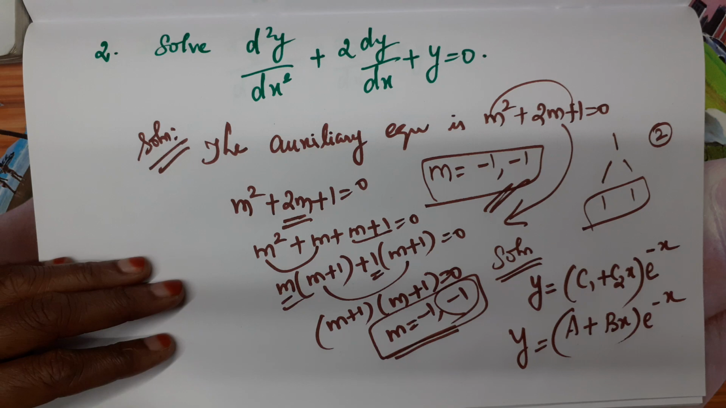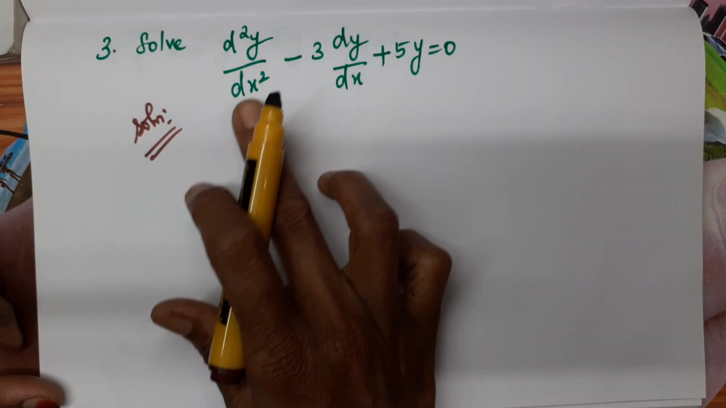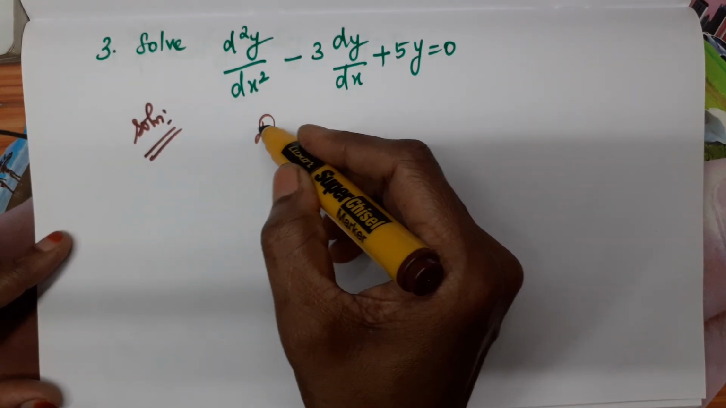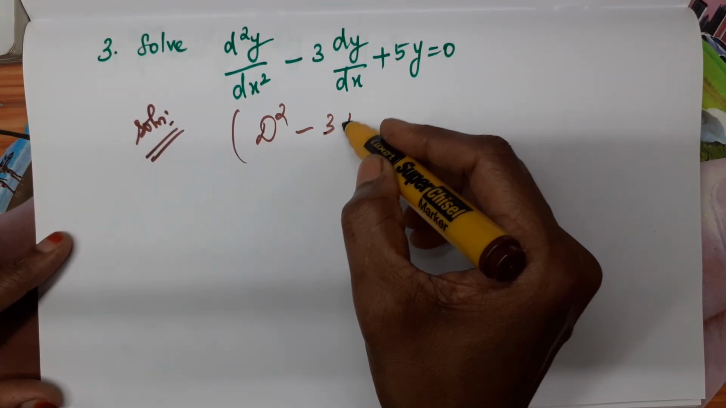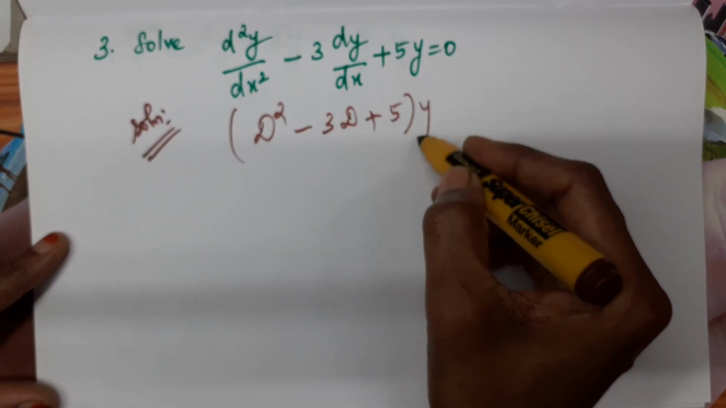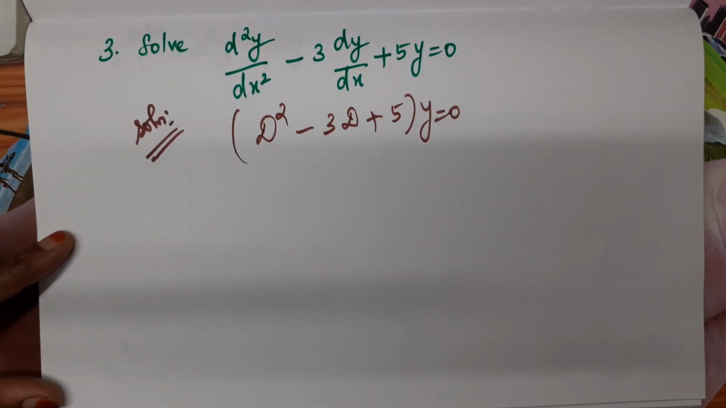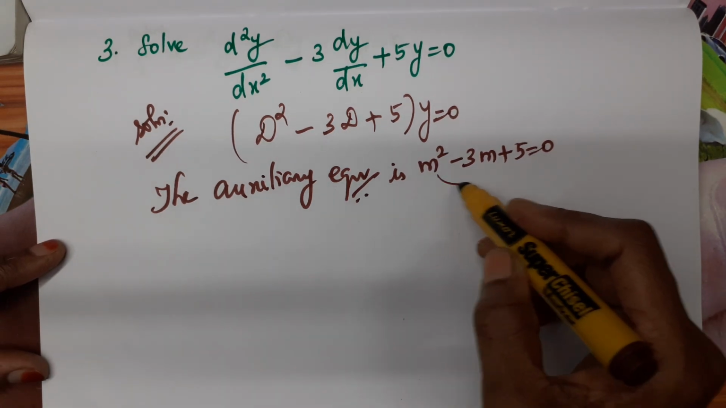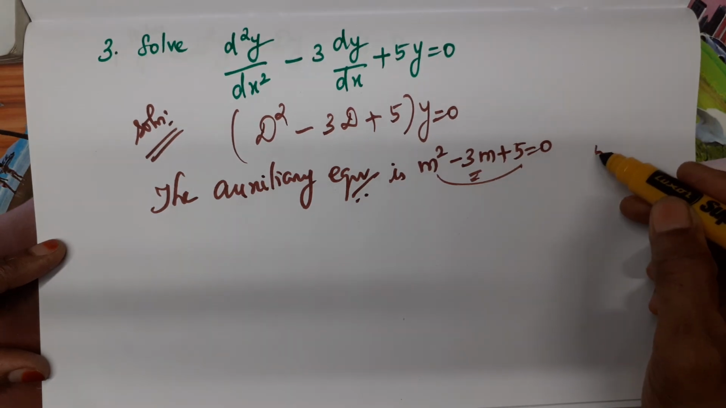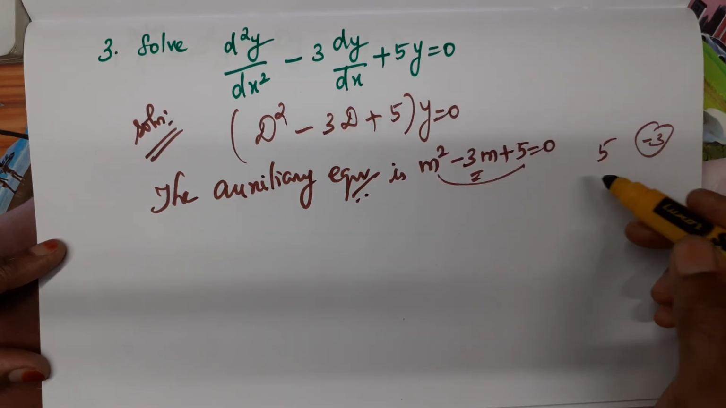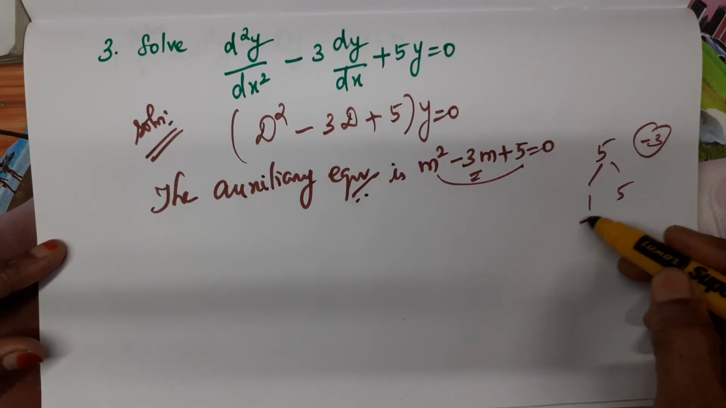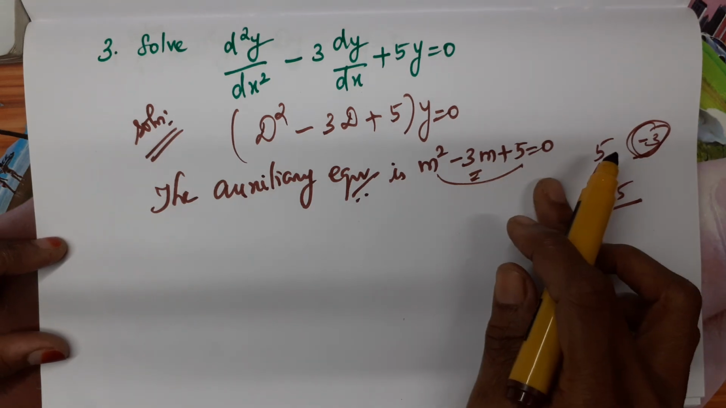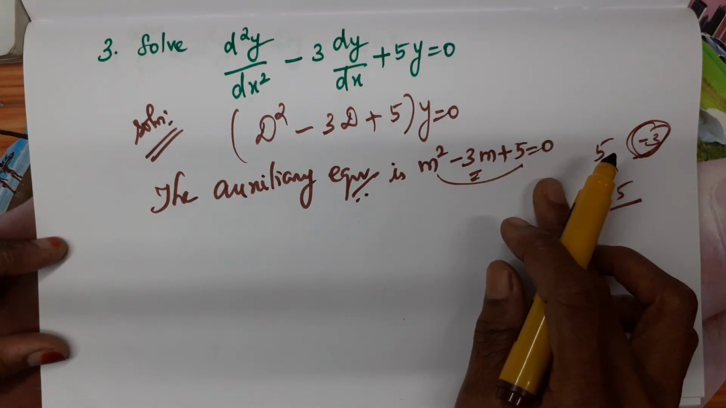Is it clear? The next problem we have is d squared y by dx squared minus 3 dy by dx plus 5y equal to 0. So we can rewrite this as d squared minus 3d plus 5 into y equal to 0. This is the auxiliary equation, m squared minus 3m plus 5. Product is 5, sum is minus 3. 5 has factors 1 and 5. When you add or subtract, we are not able to get this minus 3. So we have to use the formula method for finding the roots.